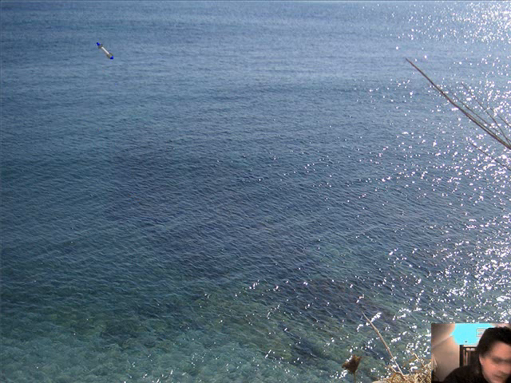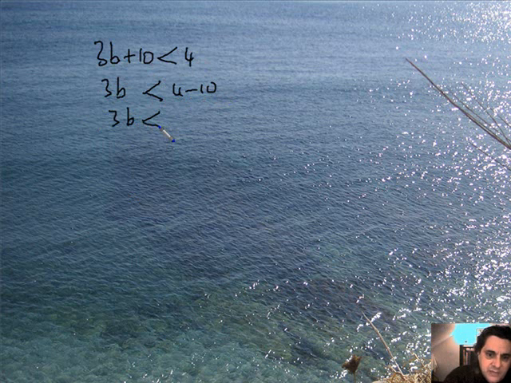I'll do 6b. I've got 3b plus 10 has got to be less than 4. Okay. Take the 10 over and minus it. 3b has got to be less than 4 take away 10. Don't be frightened of negative numbers. 4 take away 10 is minus 6. Divide by 3. b has got to be less than minus 2 to make the thing true, alright?